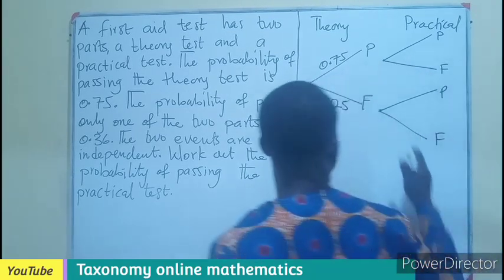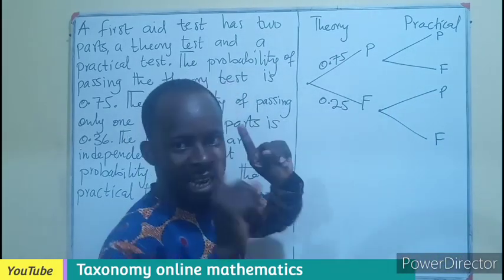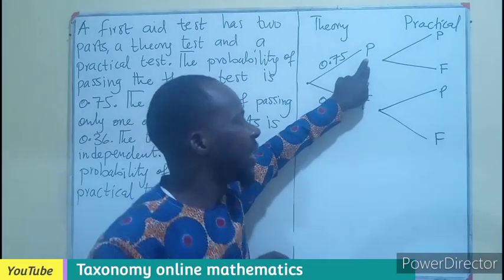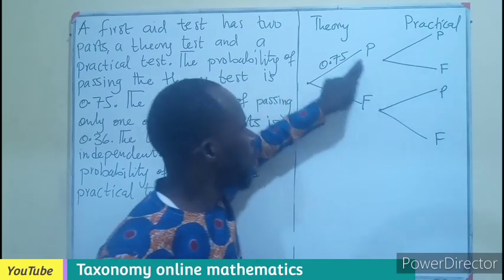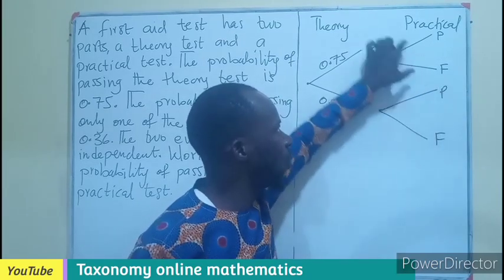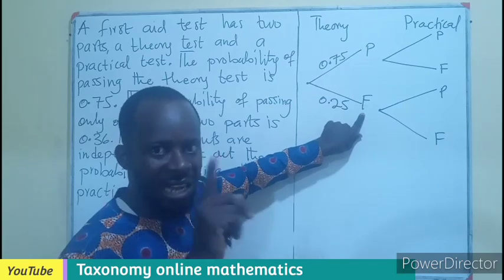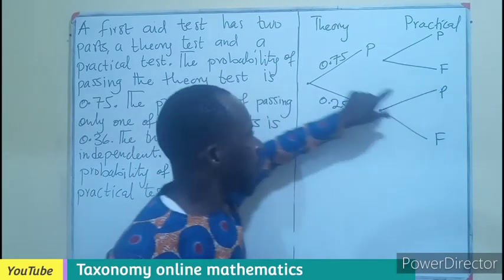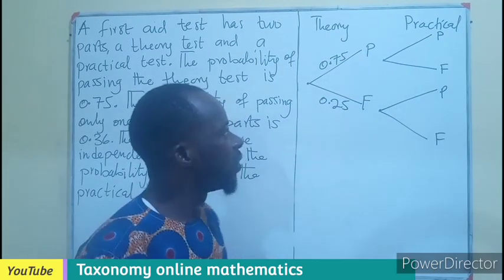Passing and failing. It has 2 separate branches because we are taking it in the case that what if you pass the theory, that's the first thing, you pass, then you pass the practical. It could be possible. Or you pass the theory but fail the practical. That's how come you have this branch here and have it here. Or it could be that you fail the theory and pass the practical, or you fail the theory and fail the practical. So those would be the scenarios.